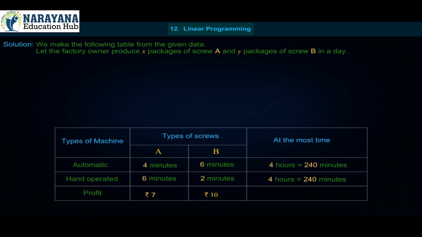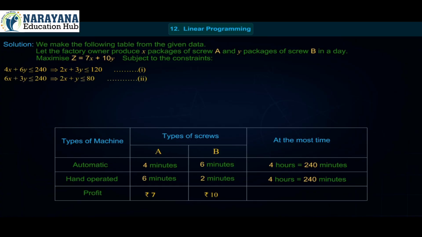Let the factory owner produce x packages of screw A and y packages of screw B in a day. Maximize Z equal to 7x plus 10y subject to the constraints 4x plus 6y less than or equal to 240, which implies 2x plus 3y less than or equal to 120, equation 1. 6x plus 3y less than or equal to 240, which implies 2x plus y less than or equal to 80, equation 2. x greater than or equal to 0, y greater than or equal to 0.